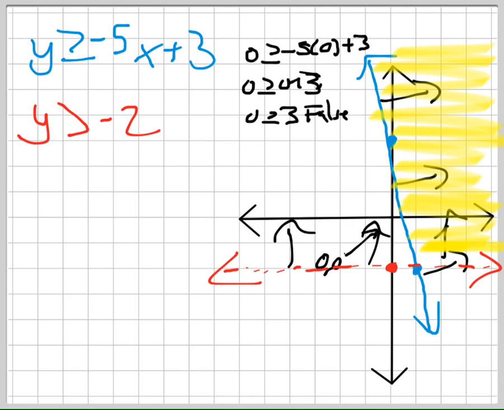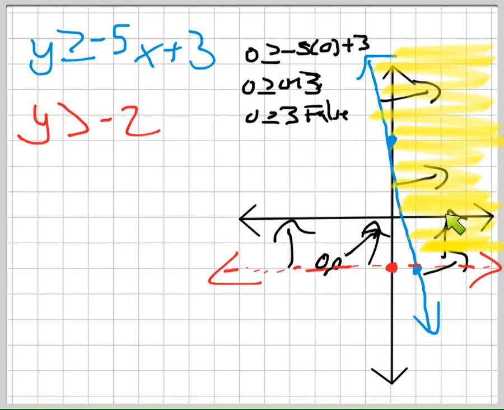So looking at this, don't do any of the math, but if I said, is the point 5, 1 a solution to both of these inequalities? You would say what? Yes. Don't plug it in. 5, 1, it's going to be over here, right? It's in the shaded area. It's a solution. Is the point 0, 0 a solution to both these inequalities? No, because it's not shaded.